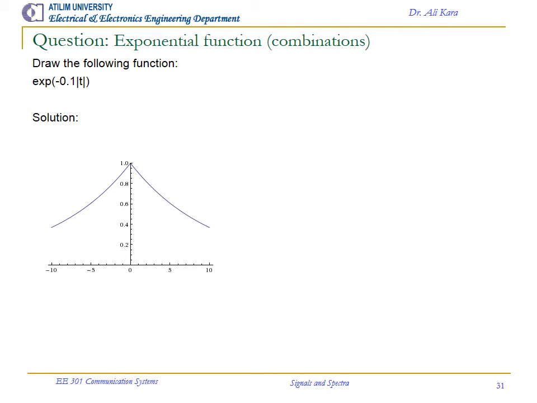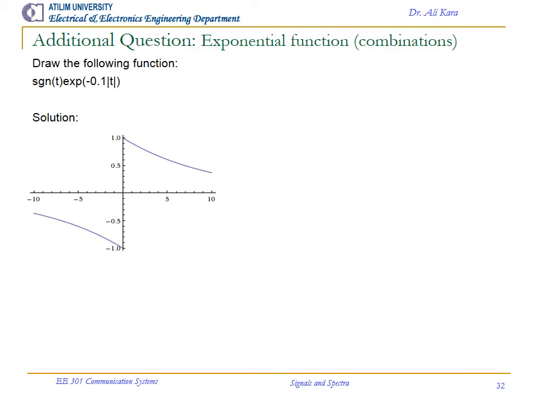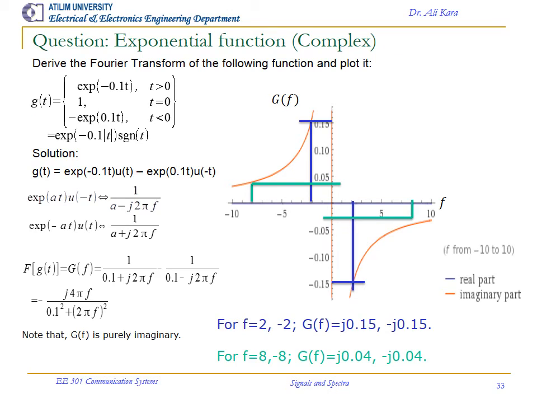Question. Exponential function combinations. Draw the following function, exponential minus 0.1 absolute value of t. Question: exponential function, complex. Derive the Fourier transform of the following function, and plot it. g of t is equal to exponential minus 0.1t for positive t, and minus exponential 0.1t for negative t.